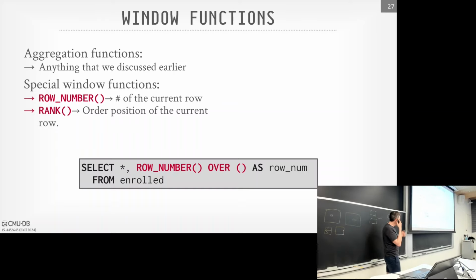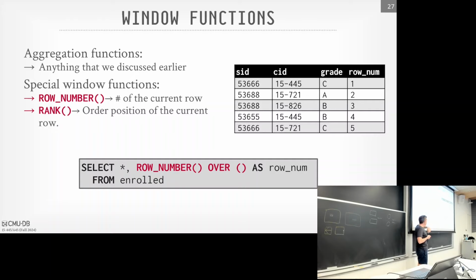So in this case here, I can do a SELECT star from the roll table, where I'm going to get all the values of all the attributes for each record, but then I'm going to have this window function that says, what's the row number? Where does it appear? And you would get output like this, where they have this column at the end that gives you the row number. Just 1, 2, 3, 4, 5.